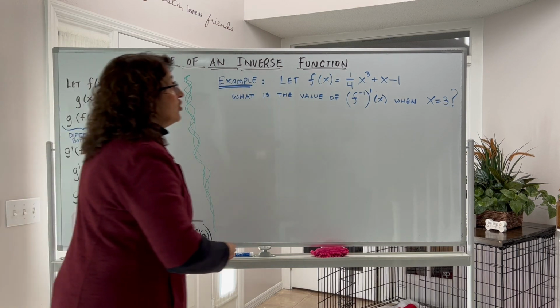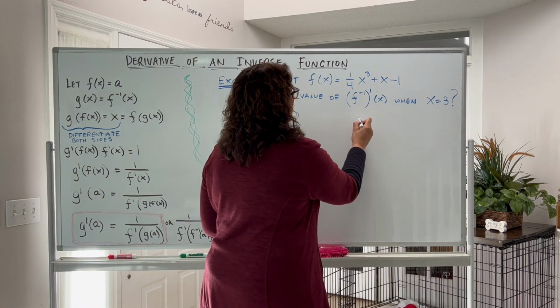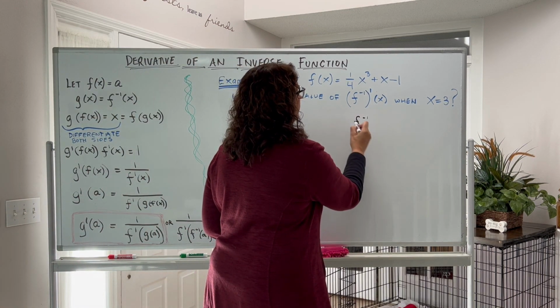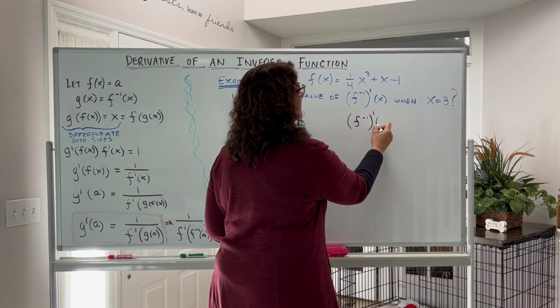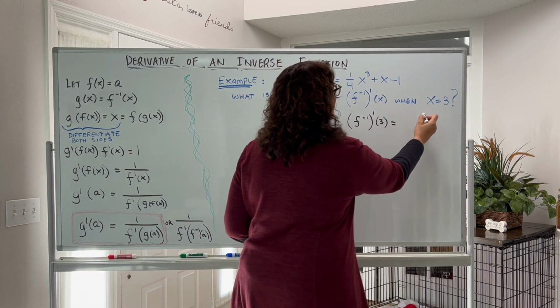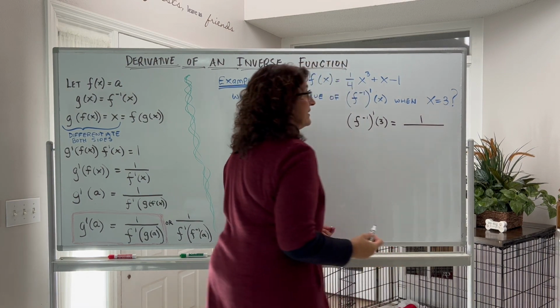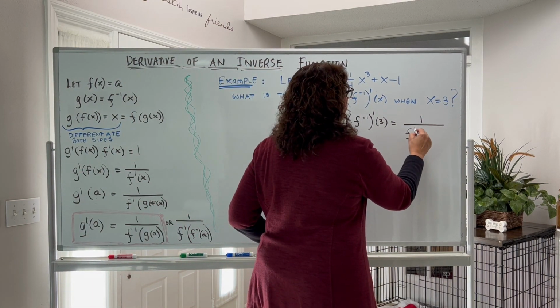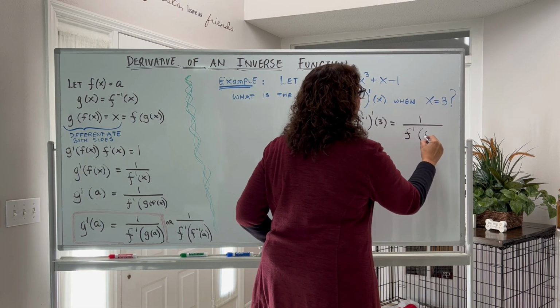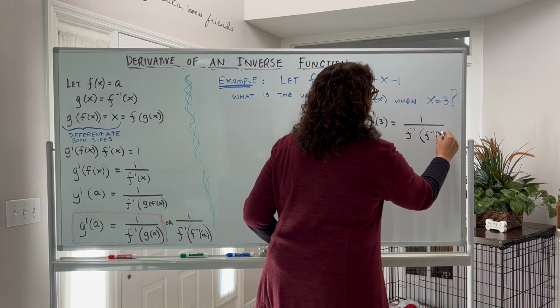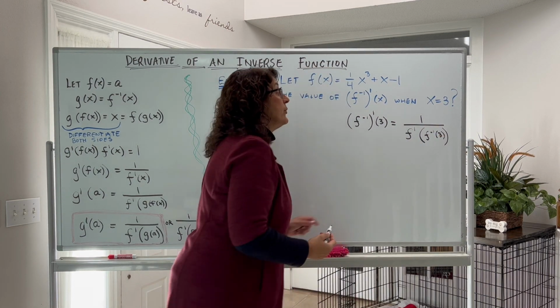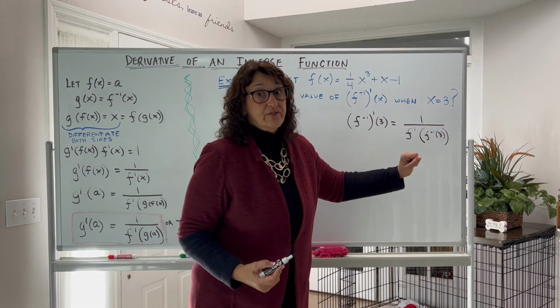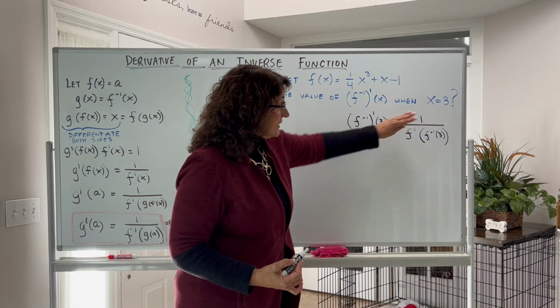Let me write this over here. We want the derivative of the inverse when x is 3. So what do we do to get that? It's going to be 1 over the derivative of the function evaluated at the function value of the inverse, when x is 3 on the inverse. We want the y coordinate on the inverse when x is 3. Look at what we need, okay?